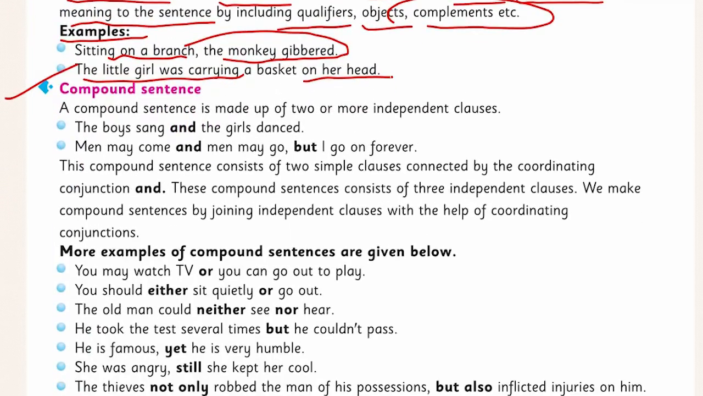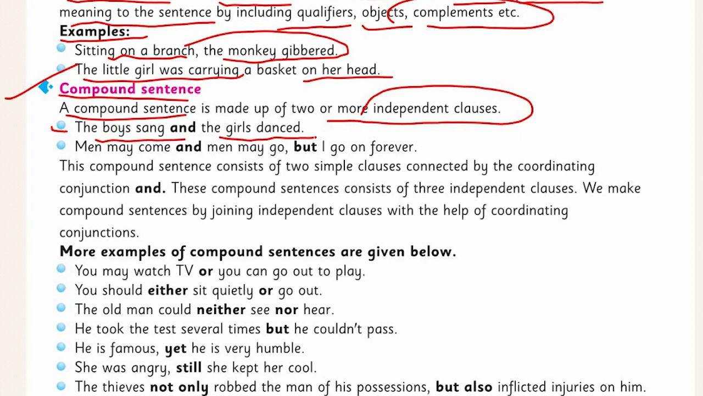Now let's discuss the compound sentence. What is a compound sentence? A compound sentence is made up of 2 or more independent clauses. A compound sentence consists of 2 simple sentences. How? Look at the example here. The boys sang and the girls danced. The boys sang is one independent clause, and the girls danced is another independent clause here.